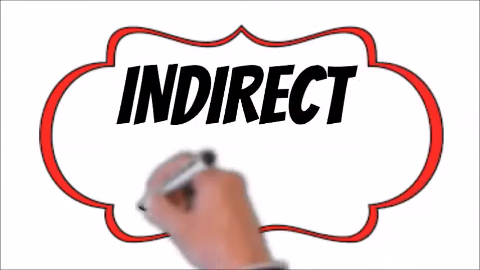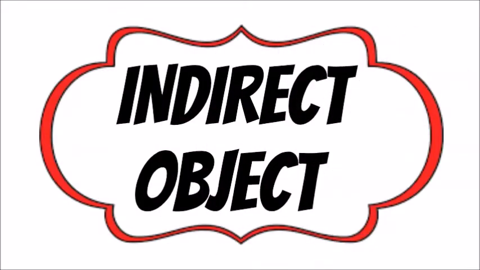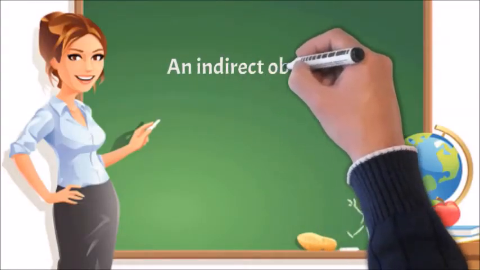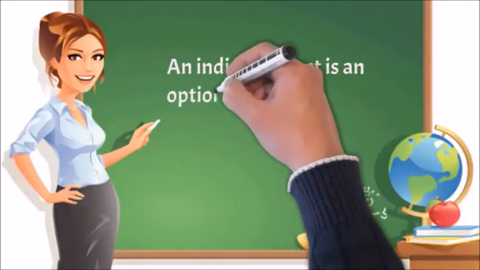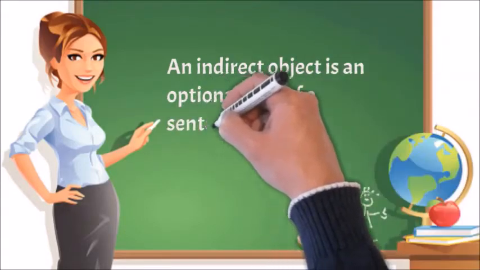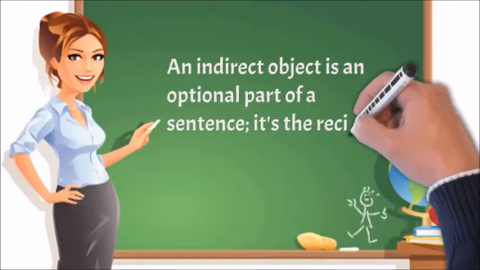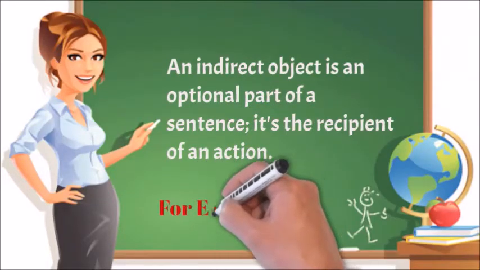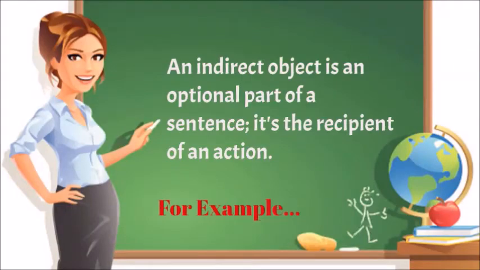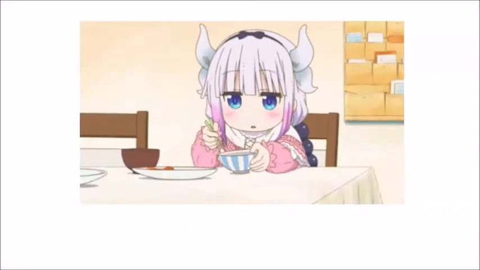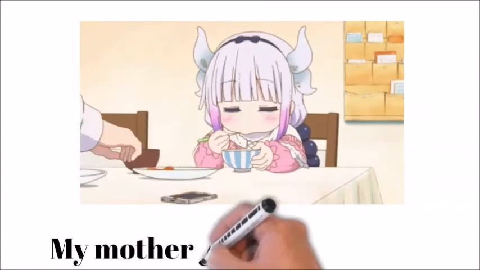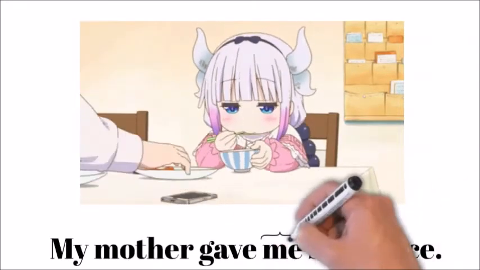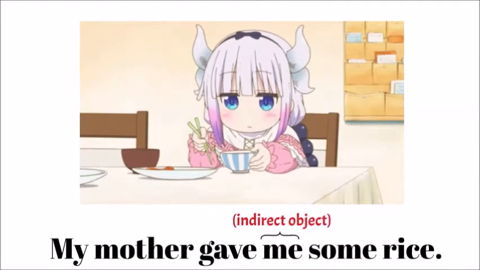And for indirect object, an indirect object is an optional part of a sentence. It's the recipient of an action. For example, my mother gave me some rice. In this sentence, me is the indirect object.